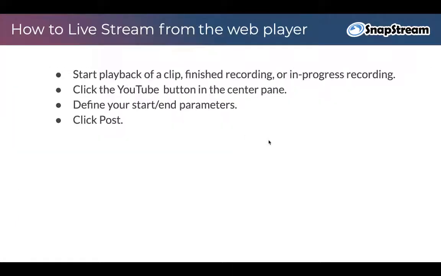So let's talk about how to live stream from the web player, which is a little different. This is when you're playing back and you want to live stream what you're watching. So to do this, you would start the playback of a clip, a finished recording, or an in-progress recording. Click the YouTube button in the center pane of your web player window. Define your start and end parameters, and then click Post, after obviously filling out all of the other information.